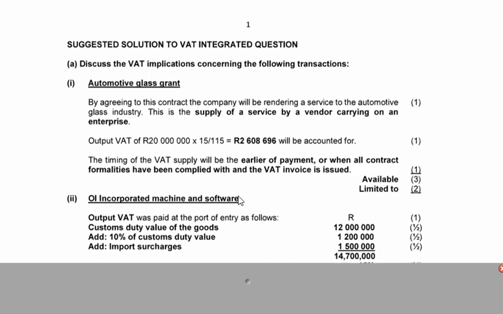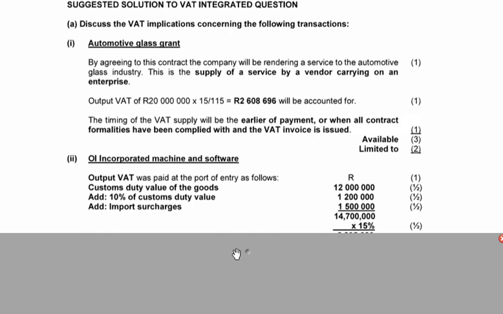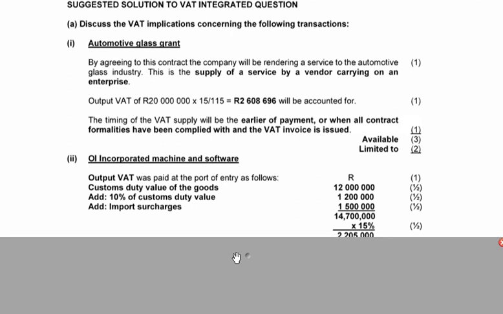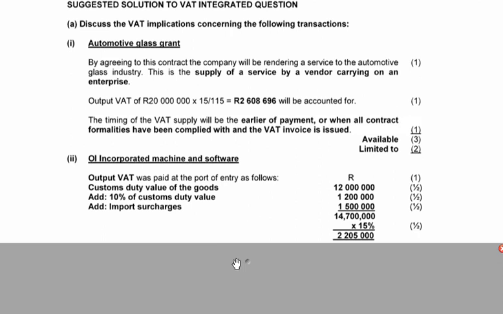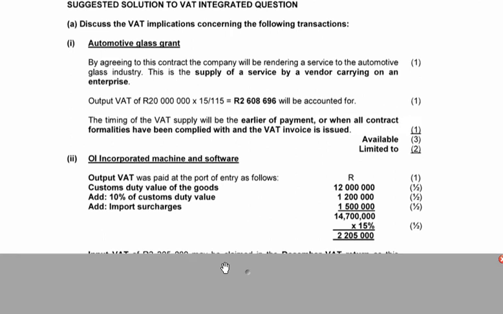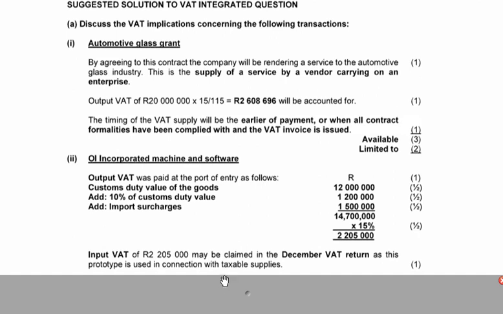So to work out the amount of VAT, what do you need to do? You need to times it by 15%. That'll give you your amount of VAT. Now the question's only out of 5. Do you think that you need to write down more than that? The only extra thing you can write down is you're going to say, listen, I'm going to pay this at the port, but because I paid it at the port and this machine is used for taxable supplies, I can claim this as input VAT in my December VAT return. So there, input VAT of 2205 in the VAT return itself.